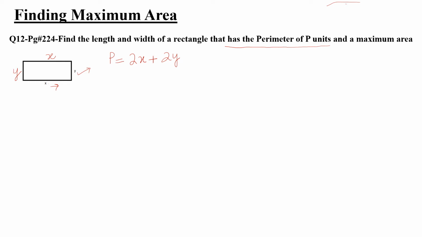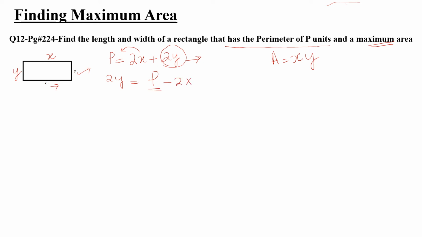Now the constraint equation is the maximum area. So first of all, write the equation of area, which is length into width, that means x into y. Now from the given equation, solve for either x or for y. So let's suppose I solve for y. So keep the 2y here and bring the 2x on the other side. So it will give you p minus 2x.